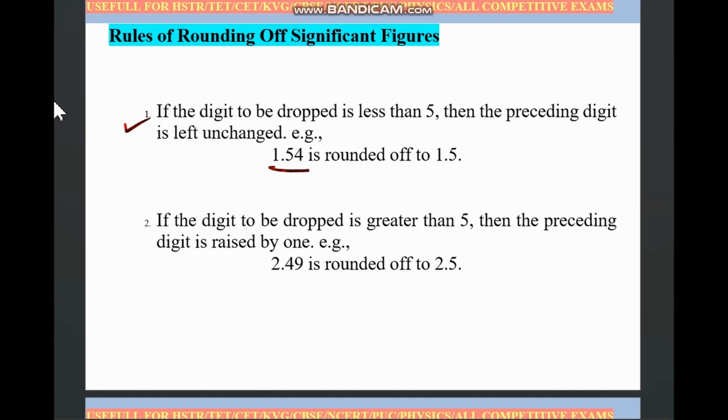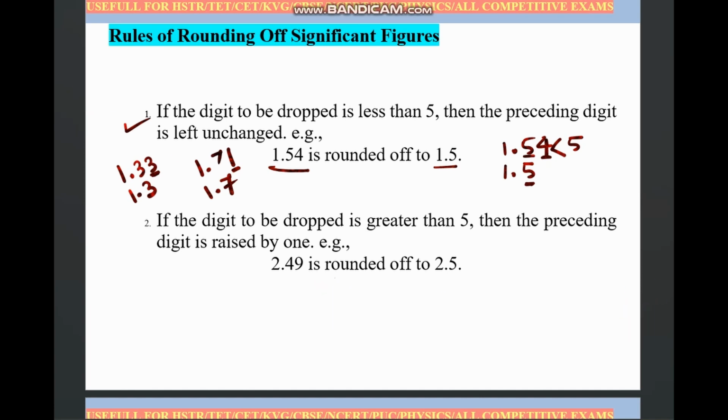In this 1.54, the rounded number is 1.5, because the next digit after 5 is 4, and that number is less than 5. If this 4 is less than 5, then the number remains unchanged as 1.5. See here in this 1.33, 3 is less than 5, so this will become 1.3. If we go here, 1.71, this 1 is less than 5, so it will become 1.7.